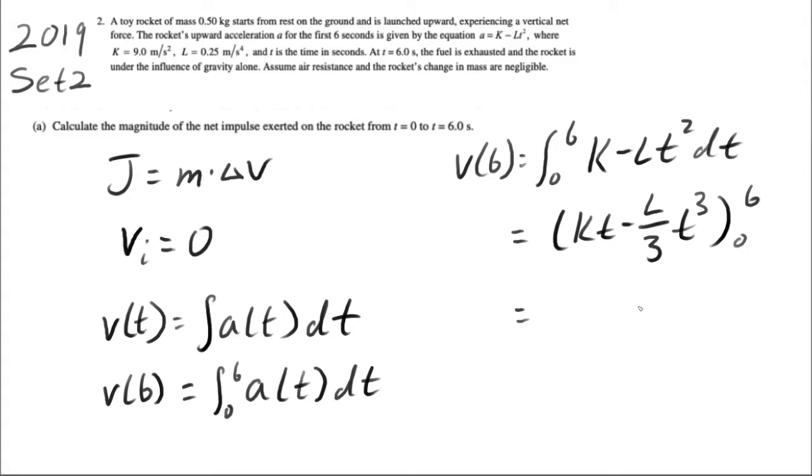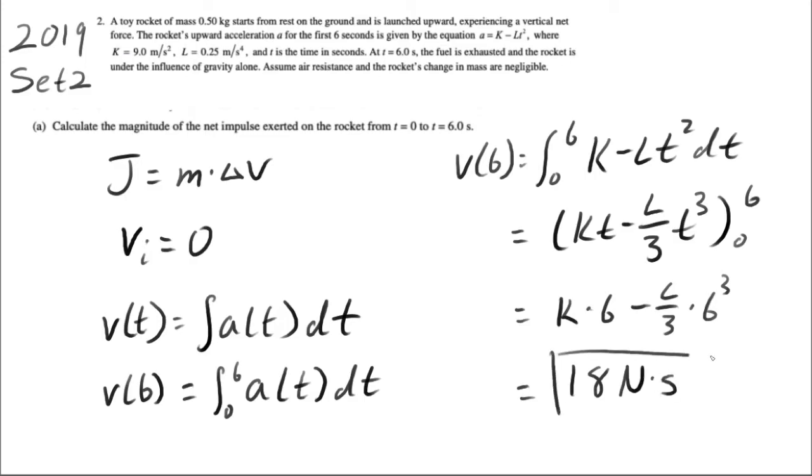So continue integrating. This is k times 6 minus L over 3 times 6 cubed. This all equals 18, and then the units for impulse is newtons times seconds. And that is your answer for part A.